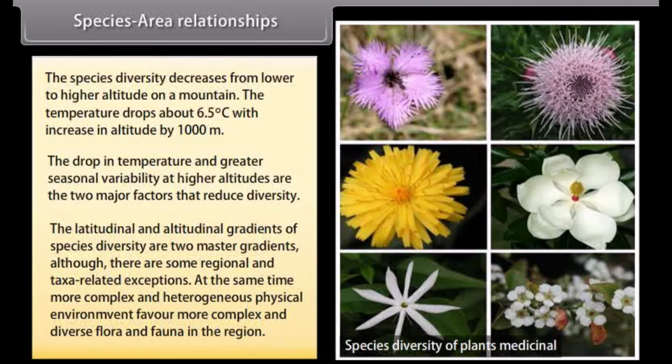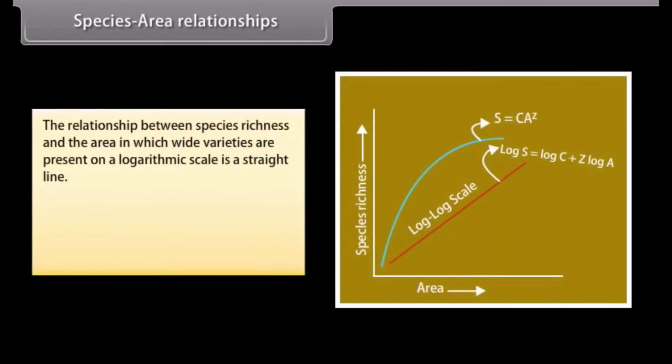At the same time, more complex and heterogeneous physical environment favors more complex and diverse flora and fauna in the region. The relationship between species richness and the area in which wide varieties are present on a logarithmic scale is a straight line given below. Log S equals log C plus Z log A. Z is the slope of the line. C is the y-intercept.